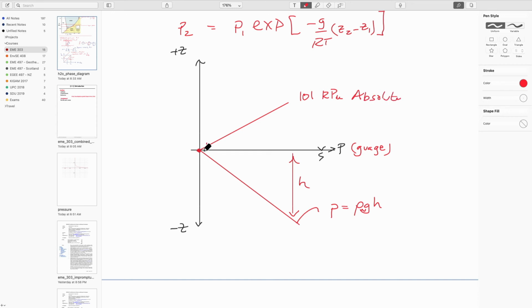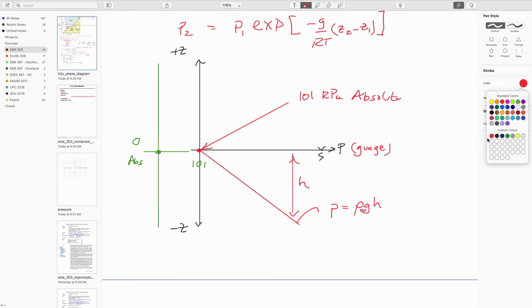So what we're thinking of as 0 pressure, because we're used to it, is actually an absolute pressure of 101. And so in terms of gauge pressure, we'd want a barrier here, which is an absolute pressure. This is 0 absolute. This is 101 absolute. And the pressure of the air above us, I'll do it in a different color, is going to look something like this.